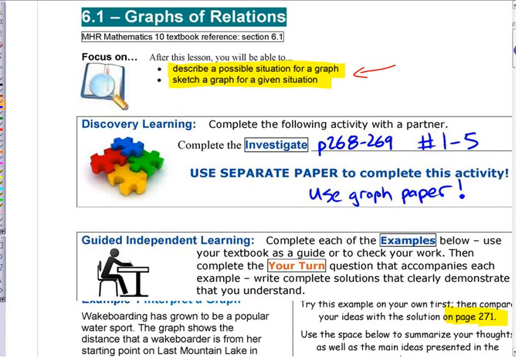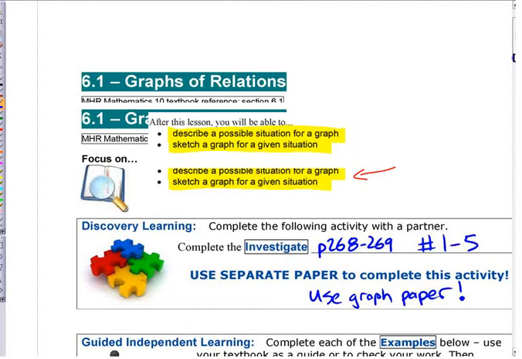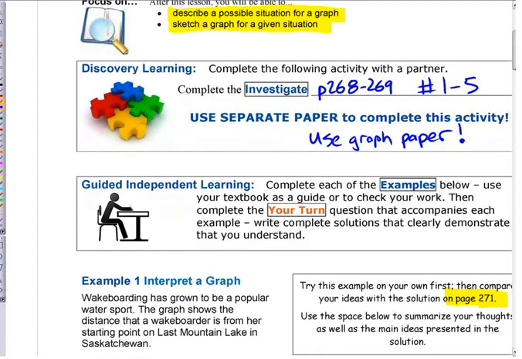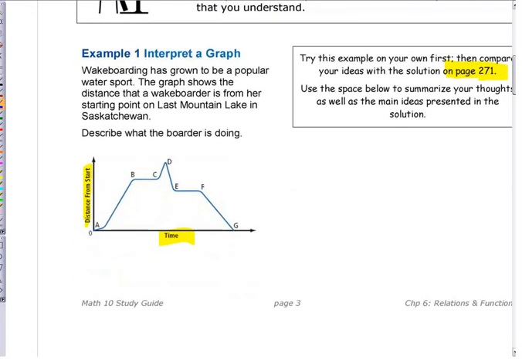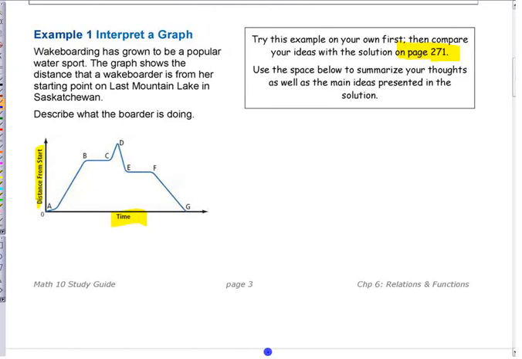Okay, so for this, you can essentially boil it down to you're trying to connect a situation with a graph. You've done some of this in science, probably with distance time graphs and velocity time graphs. And the first couple of graphs, hopefully you can bring some of that understanding into play here.